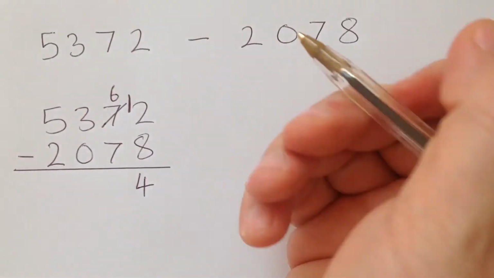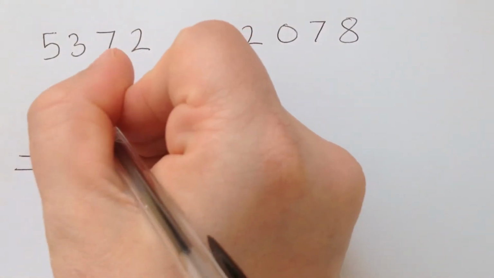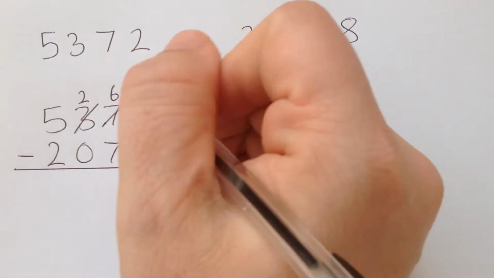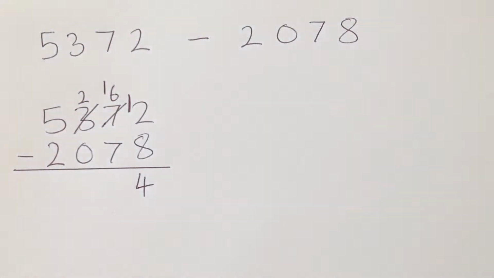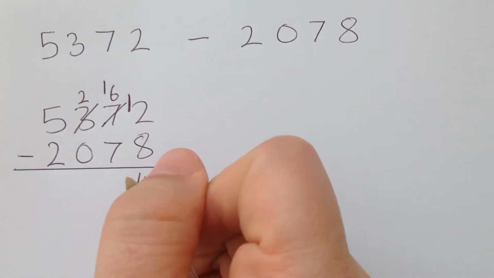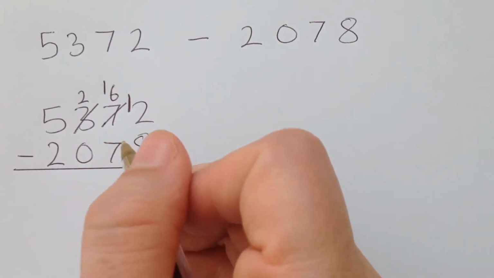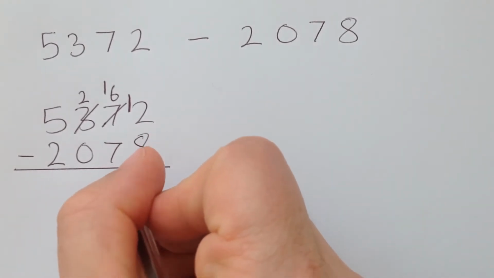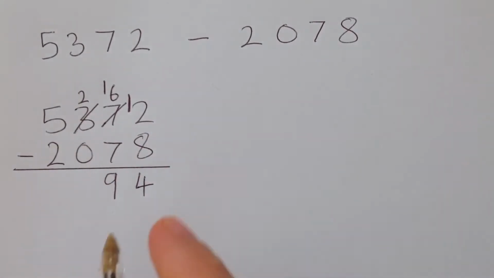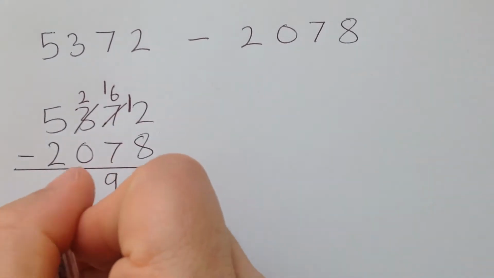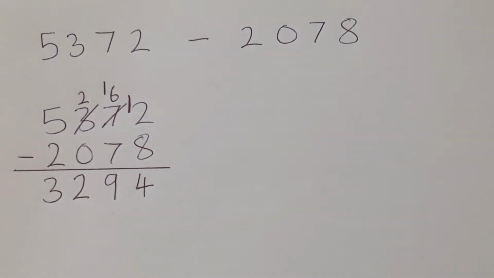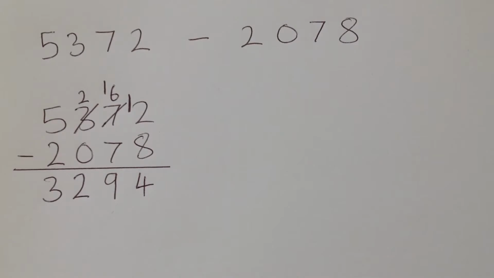Oh dear. 6 take away 7 can't be done. So I do another exchange. My 3 drops down 1 to 2, and that moves over. 16 take away 7 is 9. 2 take away nothing is 2. 5 take away 2 is 3. We know this bit, we're very confident on.